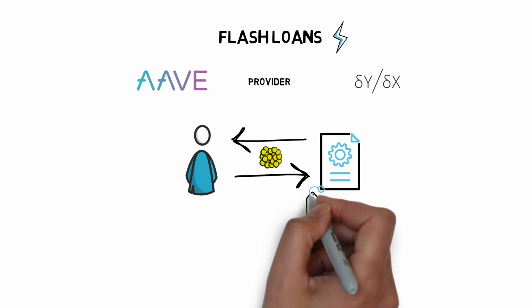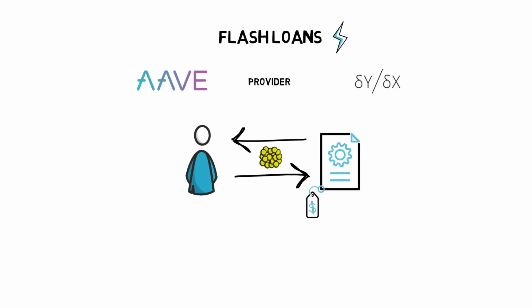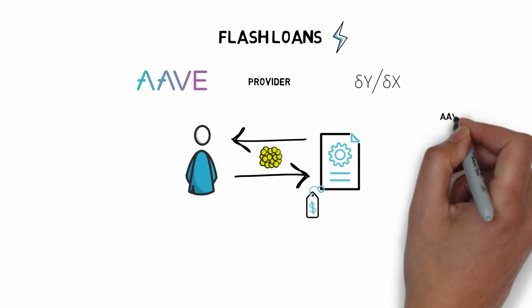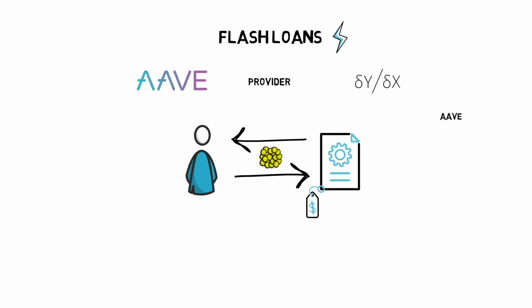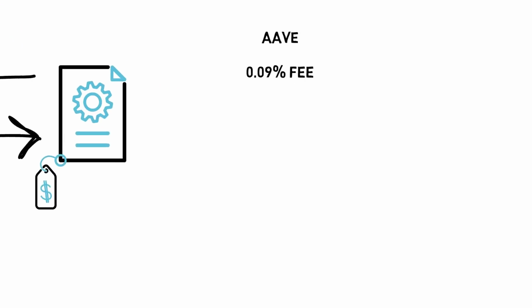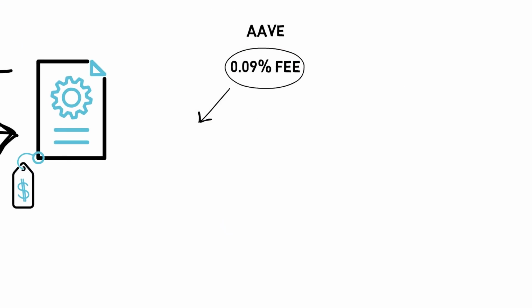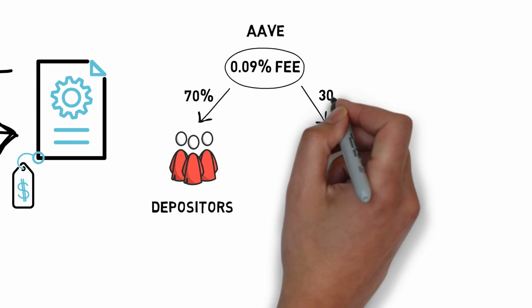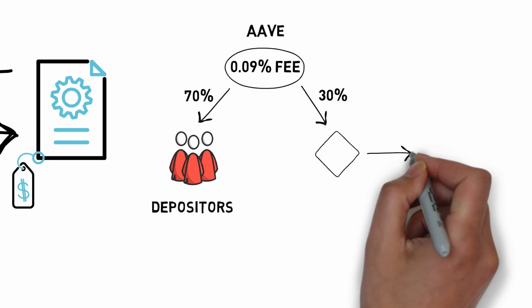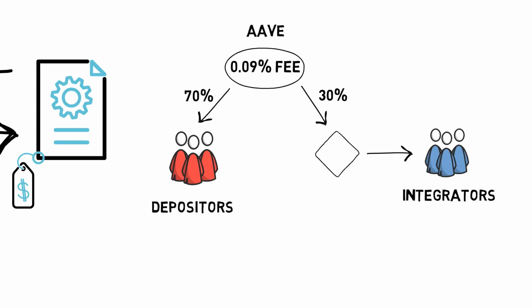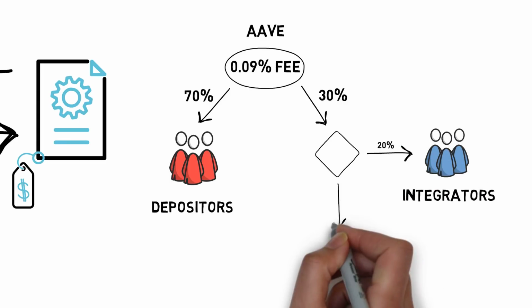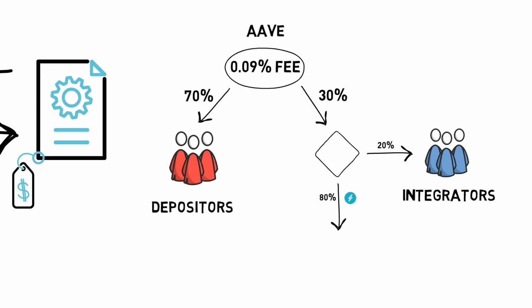There is usually a fixed cost associated with using flash loans. Aave contracts, for example, require the borrower to return the initial amount plus an extra 0.09% of the borrowed amount. The fee is split between depositors who provide the funds that can be borrowed and integrators who facilitate the use of Aave's Flash Loan API. A part of this fee is also swapped to Aave tokens and burned.